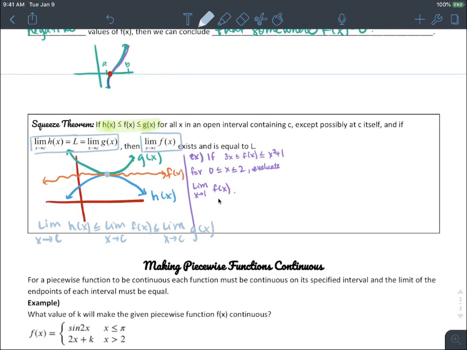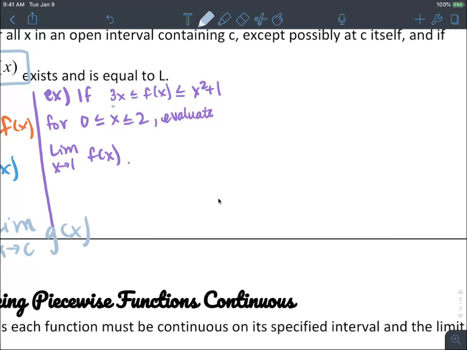So we're going to take a look at this example. If I have three functions, 3x is smaller than f of x, and that's smaller than x squared plus 1, for the interval from 0 to 2, evaluate what the limit of f of x is going to be. Okay, so first off, I'm going to need to look at the limit as x approaches 1 of 3x, and I notice that is just 3. And then I'm going to look at the limit of the largest function, x squared plus 1, and I also notice that is 3.